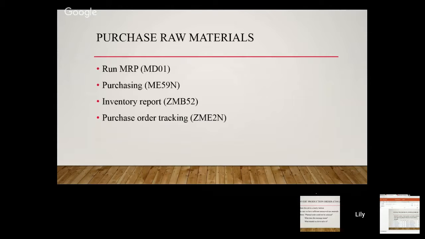After entering all the quantities of each product, we can start to purchase raw materials. That is, I needed to run the MRP and then run the ME59N. During the simulation game, I needed to check the inventory report frequently. If the stock levels were too low, I needed to purchase the raw materials again, or we would not have enough materials to produce finished goods. After I purchased the raw materials, I had to view the purchase order tracking report in order to make sure the arrival dates of all the raw materials.